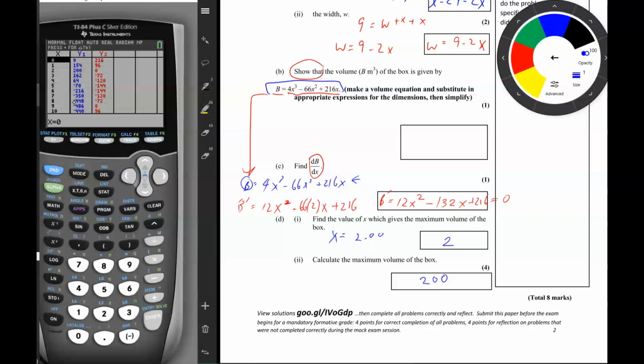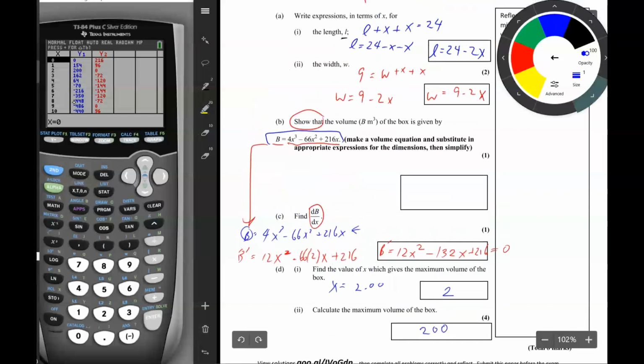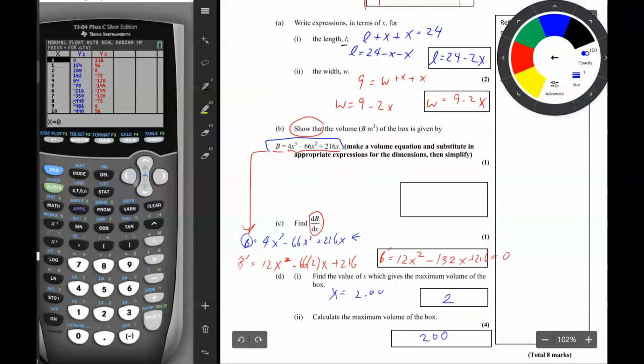Let's go back and do part B now. Okay, I just wanted to show you that you don't have to be able to do part B to do part C. So don't just give up or reflect on your mock exam and say, oh, I couldn't do part C and D because I didn't know how to do part B. I will immediately give you a 0 on the reflection there because you did not listen to the video. Show that the volume B of the box is given by this function.